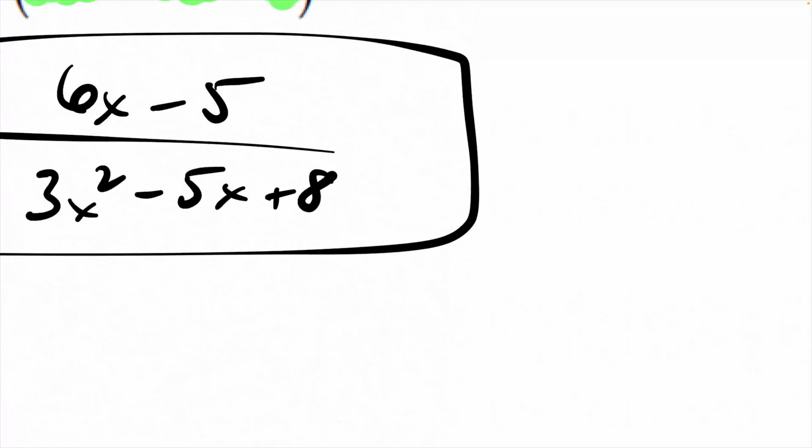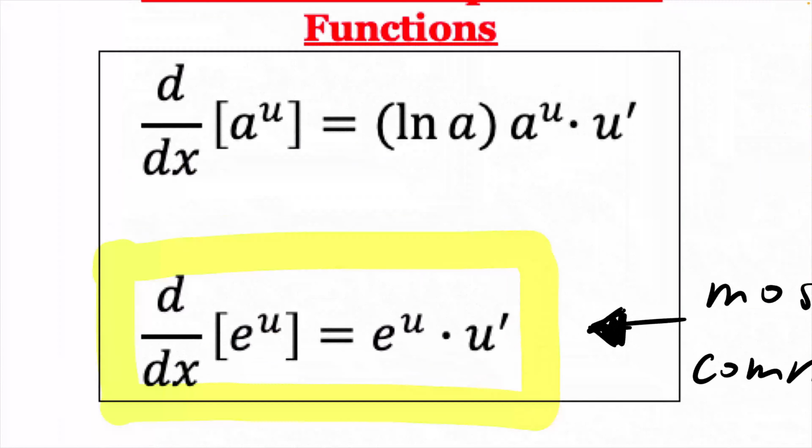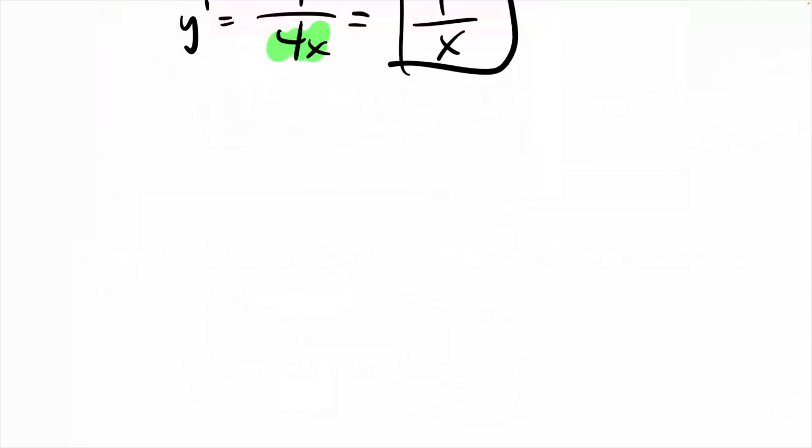So let's go back to the front page and see what the rule is. The rule said if you have an exponential, anything to a power, start with the natural log of whatever the base is. What is the base? 6. So it's natural log of 6, times this same one, it just repeats itself, times the derivative of the exponent, the power. Those are the three things we're going to do.